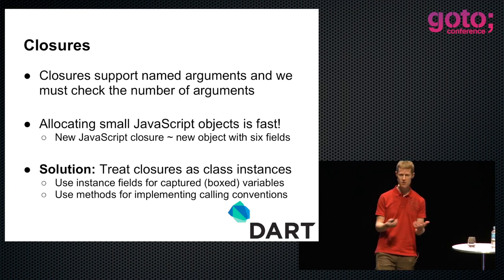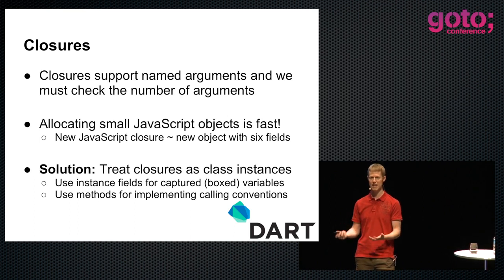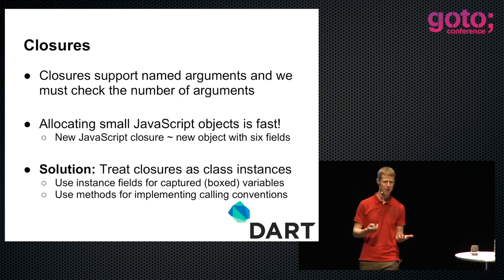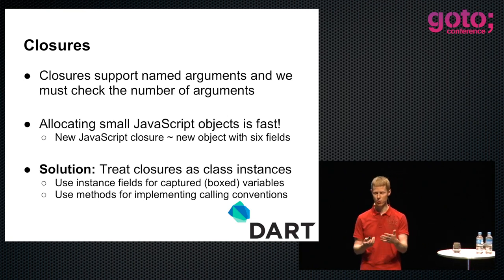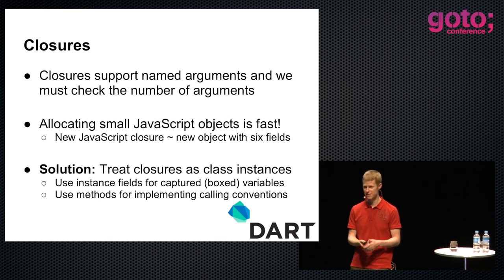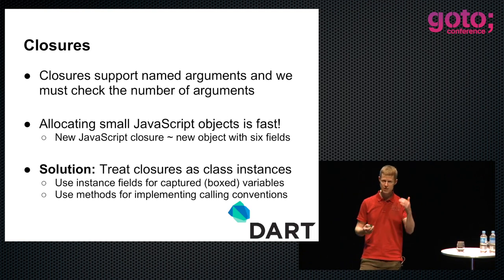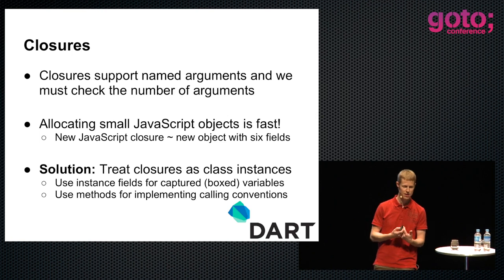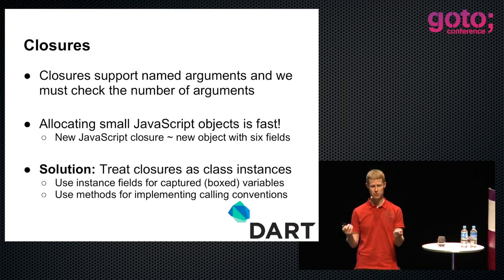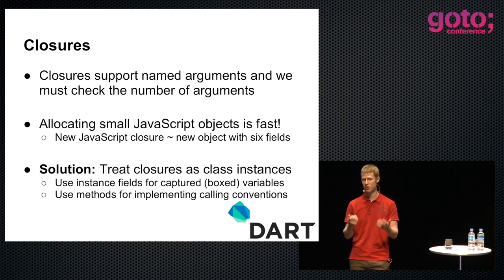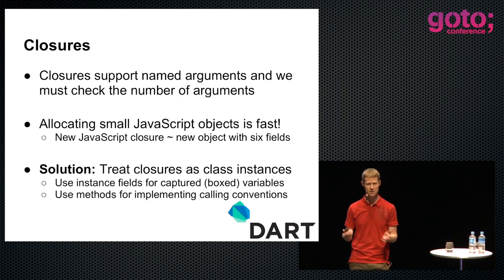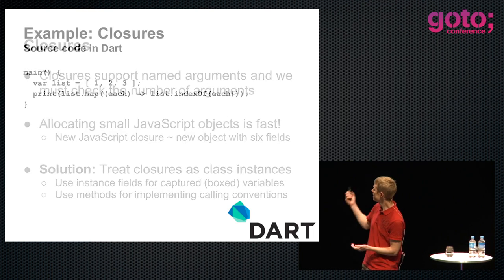So we treat closures as instances of closure classes. Essentially, in our model, a closure is just some object that has support for being invoked. It has these call methods. We use instance fields in these closure classes to represent the variables that you capture from your scope, and we use methods on these closure classes to implement the calling conventions that we need. This is a bit abstract. I'll just show you.